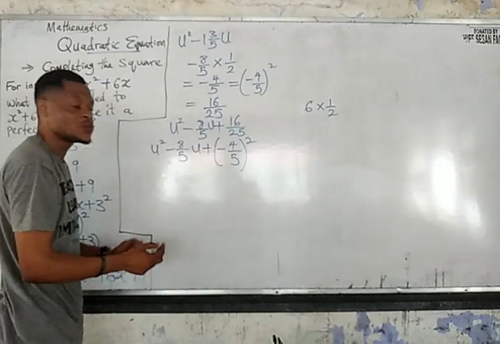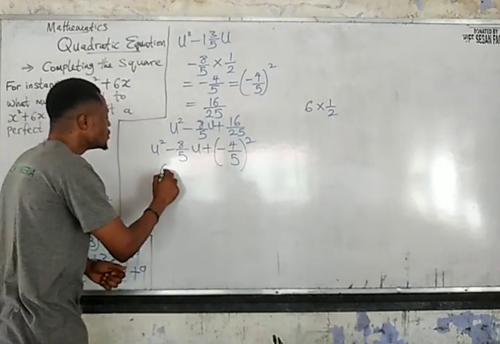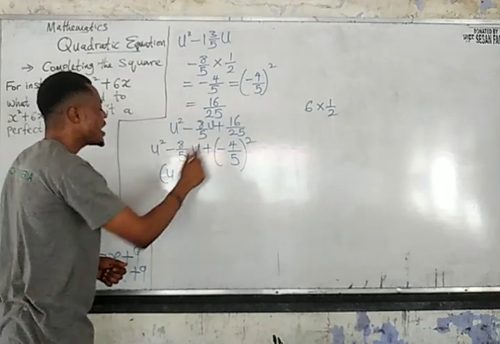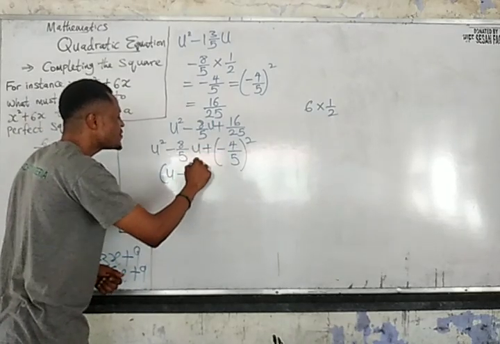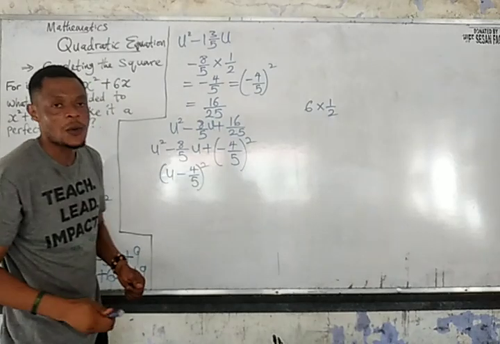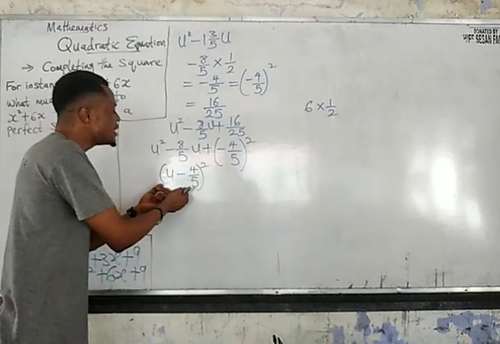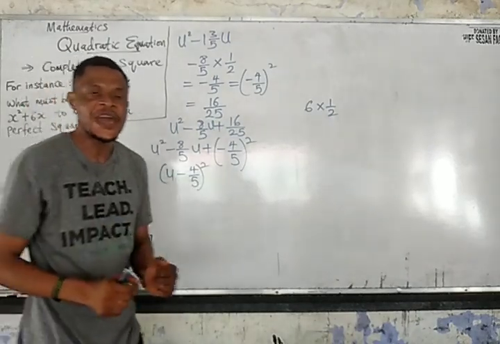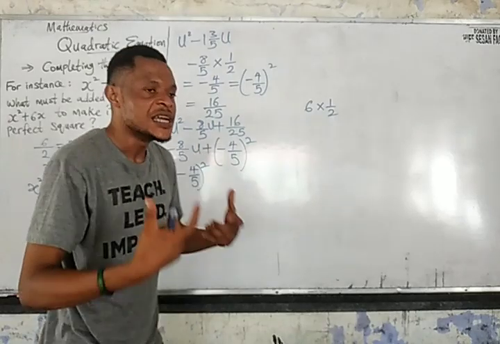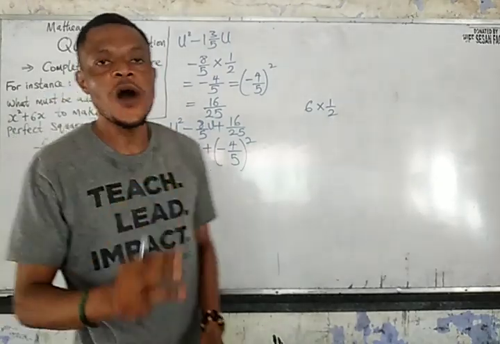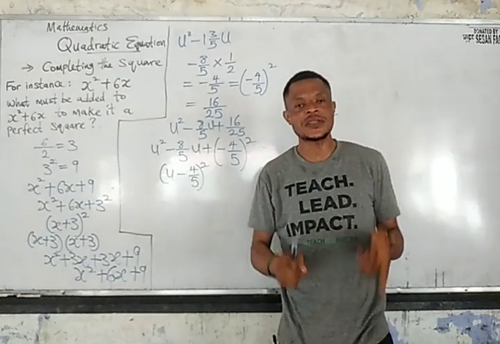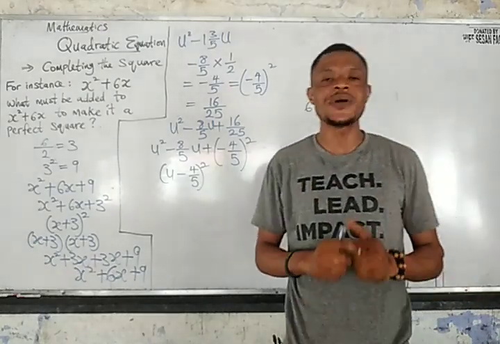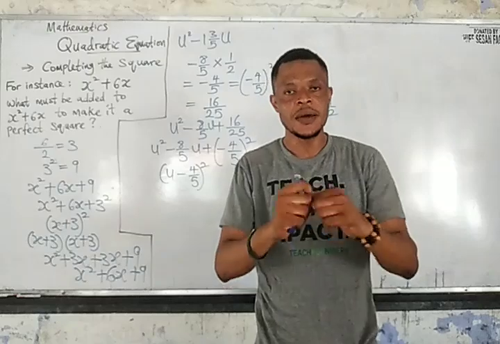We are going to group them together to become u. Then what do we have here? Minus 4 all over 5, everything raised to the power of 2. We have made it to become a perfect square. Easy. Now we are going to solve the 4 questions we solved in the earlier class where we used the factorization method. This time around we are going to use the completing the square method.